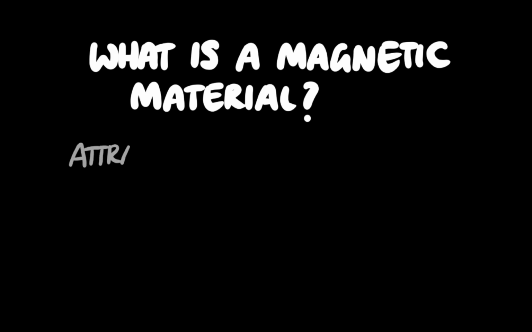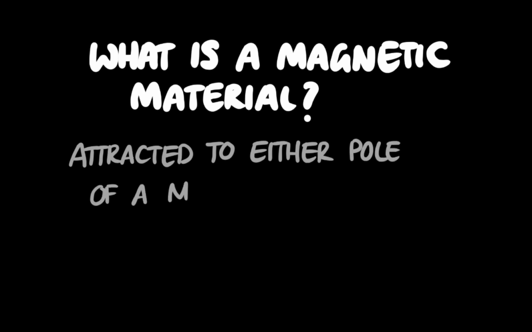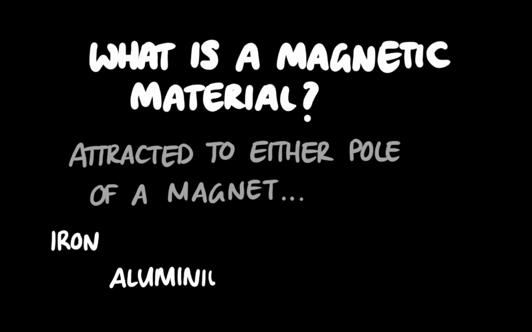What is a magnetic material? It's one that is attracted to either pole of a magnet, so north or south, and examples of magnetic materials include iron, aluminium, nickel or cobalt.